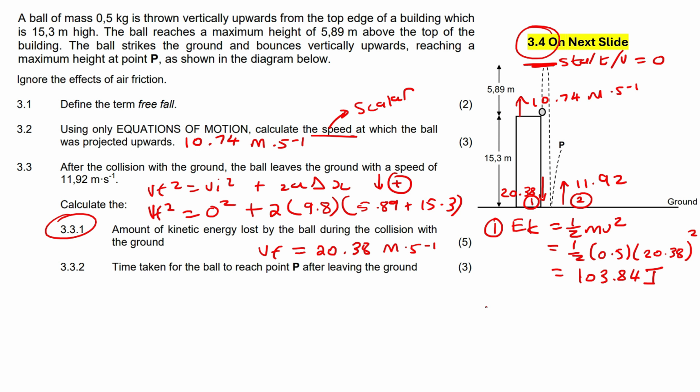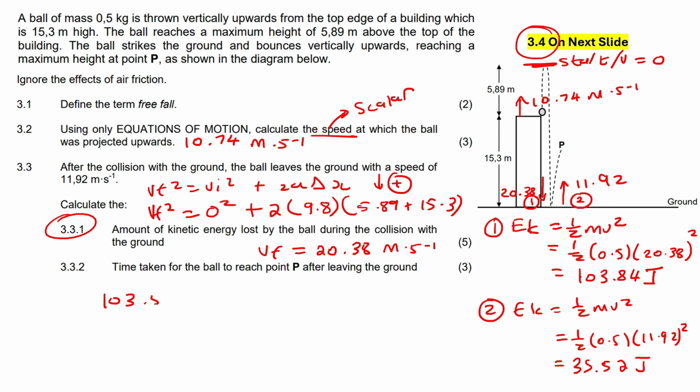So now we need to work out the kinetic energy when the ball leaves the ground. We know that it's got a different velocity, so we can calculate that: mass of 0.5, velocity of 11.92, and that'll give us 35.52 joules. So now they want to know how much energy was lost. Well, this is how much kinetic energy there was, and that's how much there's left. So the amount that is lost would just be 103.84 subtract 35.52, and that'll give 68.32 joules lost. Now, I checked on the memo. You don't have to get exactly this value. You can go check on the memo yourself, but you can get a whole range of values.